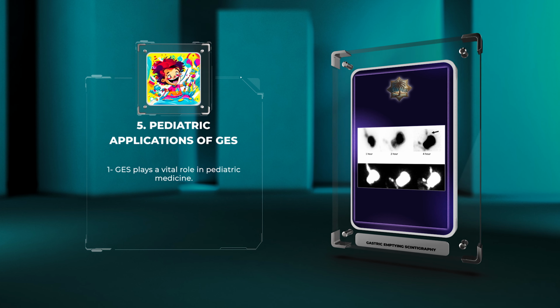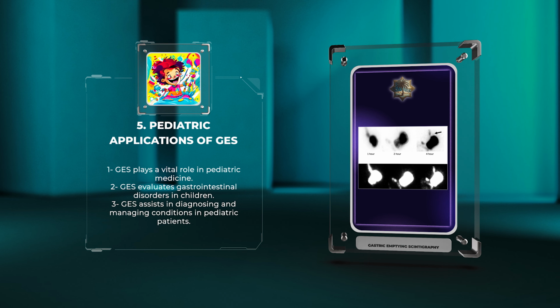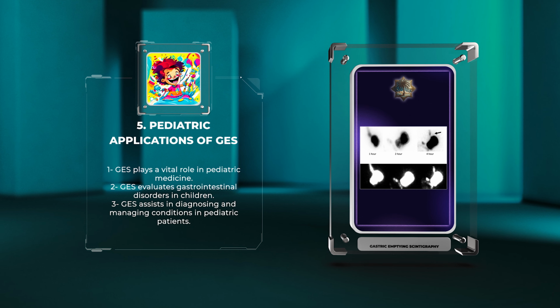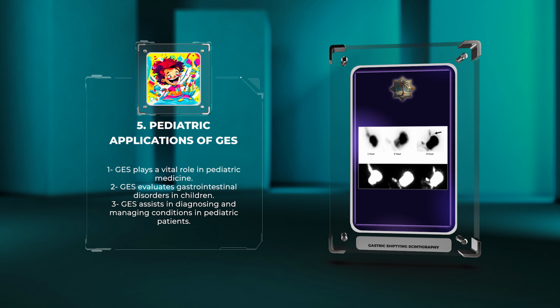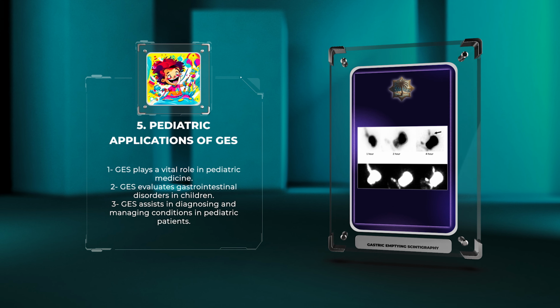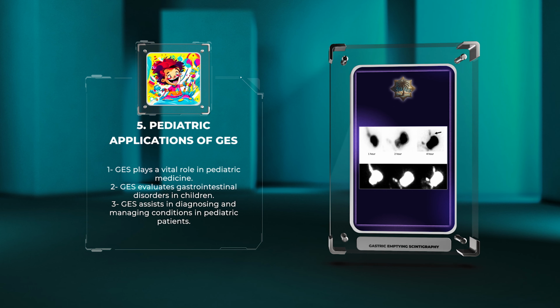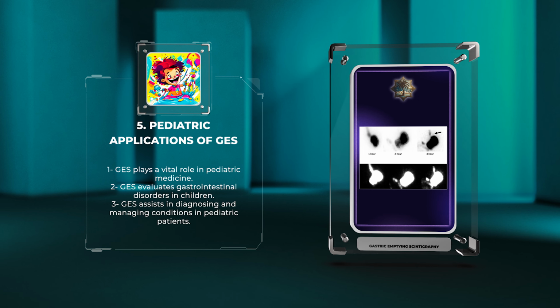GES is not limited to adults, it also plays a vital role in pediatric medicine. In children, GES helps evaluate various gastrointestinal disorders, such as chronic vomiting, feeding difficulties, and suspected gastroparesis. By assessing gastric emptying dynamics, GES assists in diagnosing and managing these conditions in pediatric patients. It offers valuable information for clinicians in terms of treatment planning and monitoring treatment response.